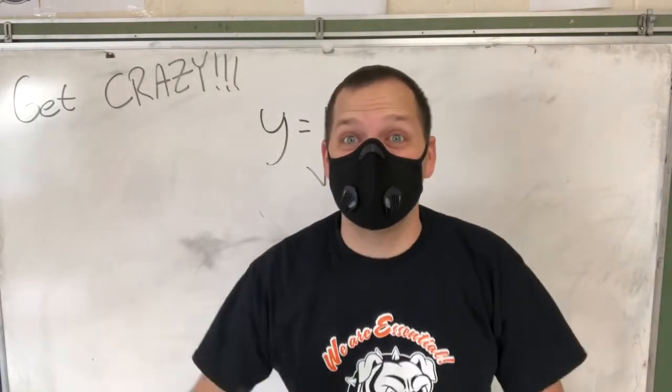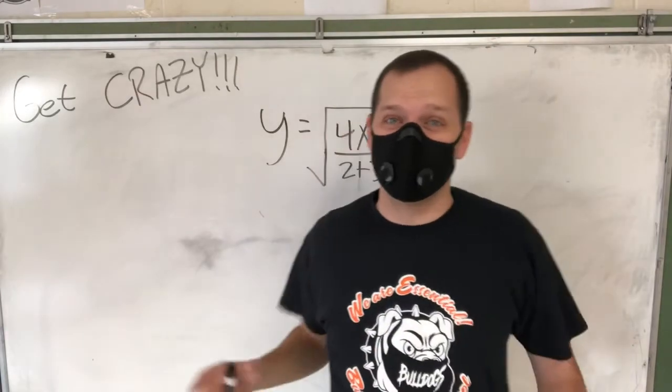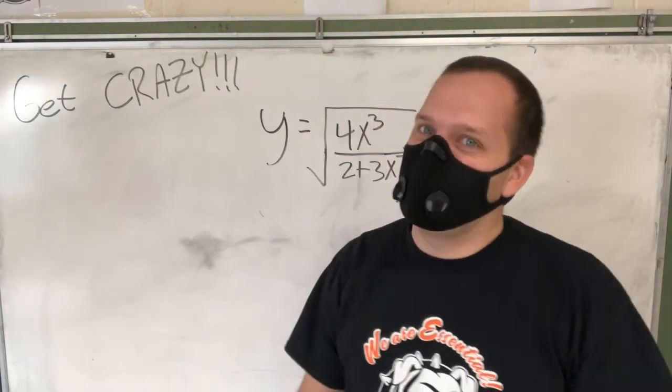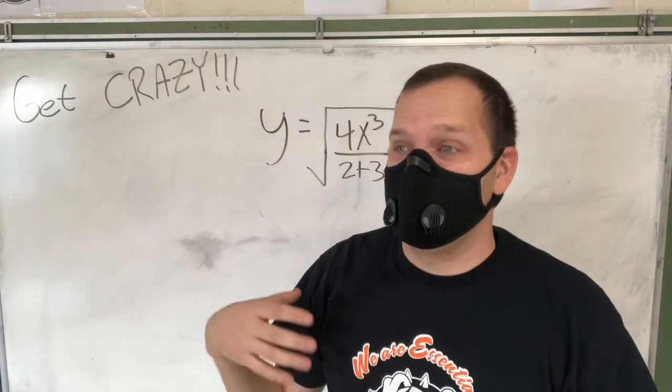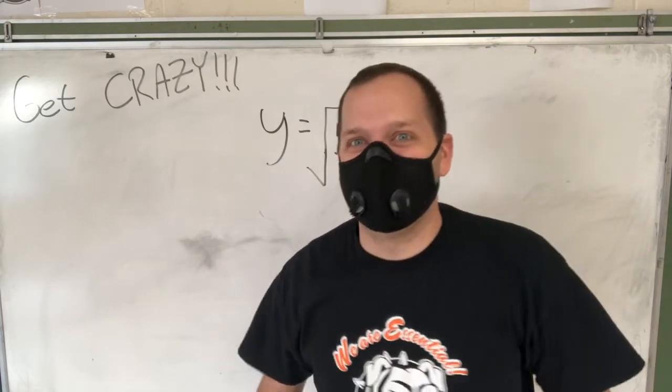Hey guys, so let's get crazy now with some of our derivatives. We've learned all the different rules. There's no more rules that we're going to actually go over, but we're going to start combining some of these rules. What if we're going to use the product rule and the quotient rule? What if we're going to use the chain rule and the quotient rule? That's what we're doing right now, okay?